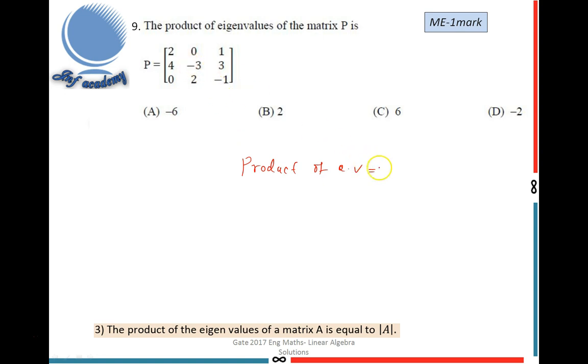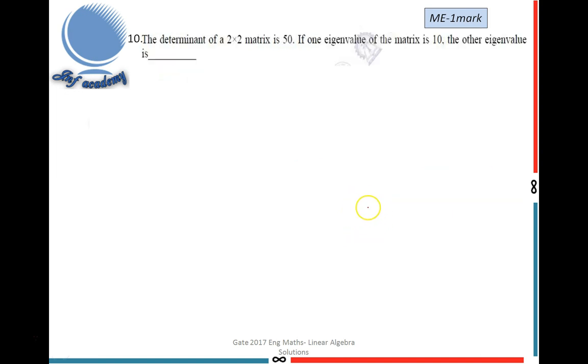What is the determinant of A? 2 into 3 minus 6 plus 0 minus 0, so that value is 0, plus 1 into 4 twos are 8 minus 0. So 2 into 3 minus 6, minus 3 minus 6, 8 plus 8. So the final answer is 2. Option B is the correct answer. Next, let's move on to the 10th problem.